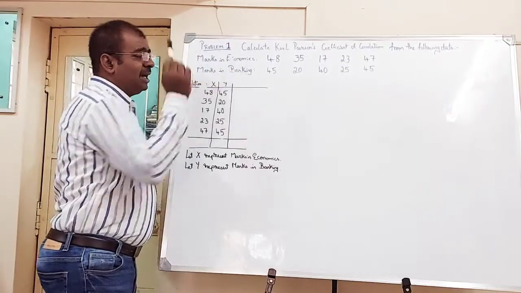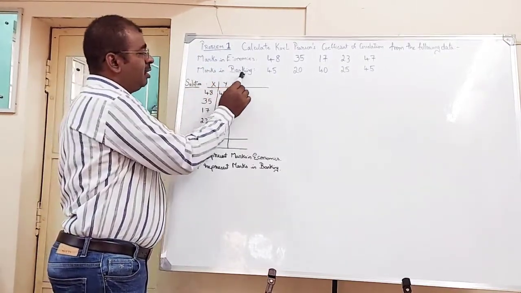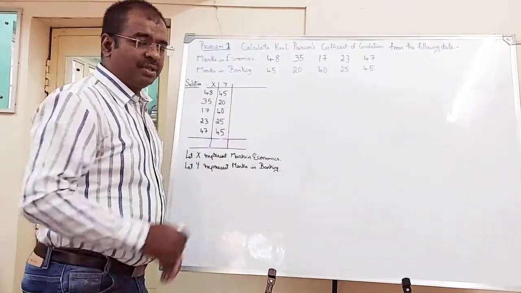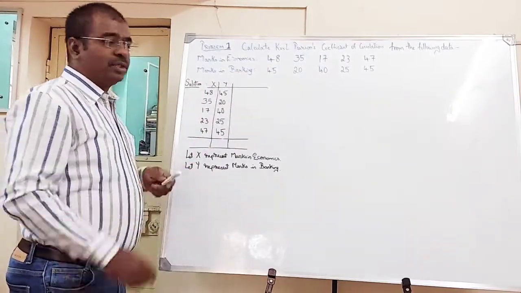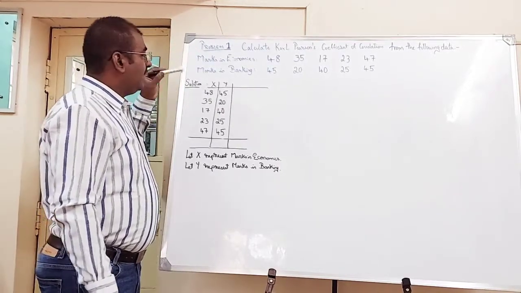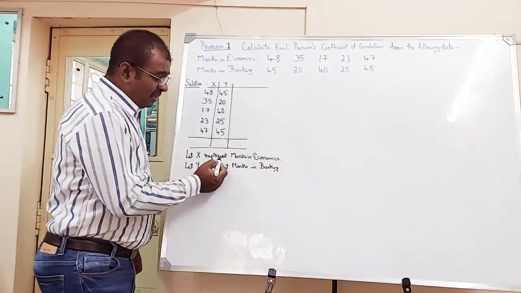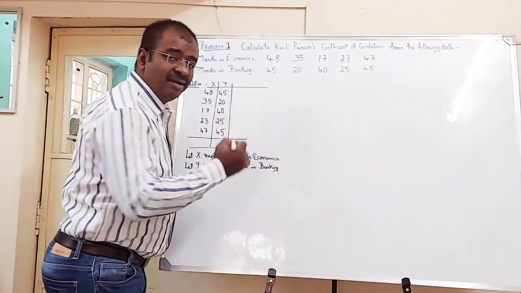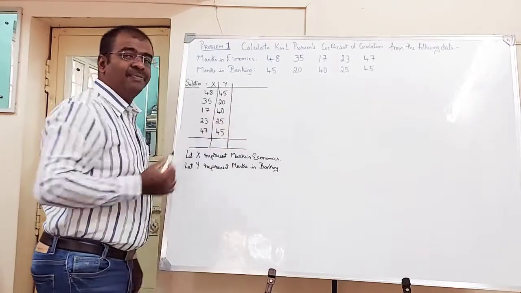Here they have given us data as marks scored in economics and marks scored in banking, and they have given us certain values. So how do we go ahead with solving this particular problem? First and foremost, there are two variables. One variable represents marks in economics and let the other variable represent marks in banking. So let x represent marks in economics and let y represent marks in banking.